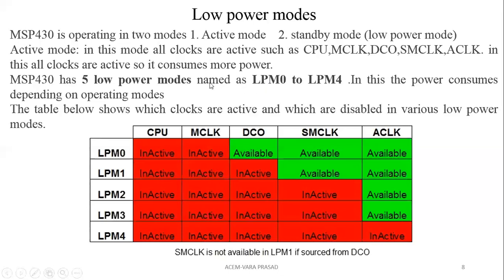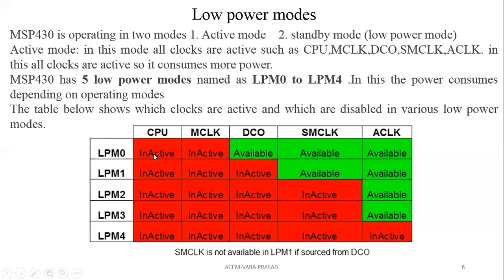How many low power modes? We have 5 low power modes: low power mode 0, low power mode 1, low power mode 2, low power mode 3. Depending upon the mode, the power will be consumed, and it depends on your clock signals. Now it is a simple table, so go through this table. Based on that, you have to write it in words in the examinations. This is easy to understand.